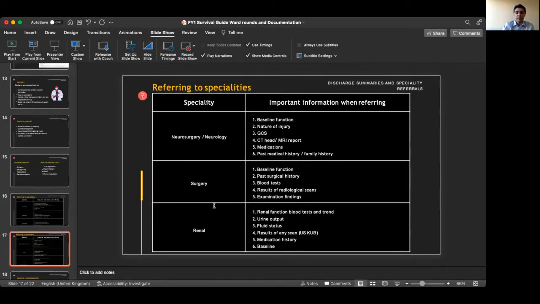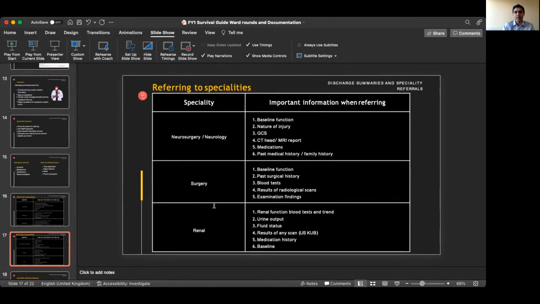The GCS of this patient and the findings of any neuro observations. Again, the results of any radiological tests, so CT head or MRI reports, what does it show? Even if it's normal, I would simply mention it. Any medications this patient is on, so this could be relevant, for instance, if a patient has had a subarachnoid hemorrhage and they're on a DOAC, a blood thinner, so they might tell you to stop it. So that's why it's important to know about any medications this patient is on.